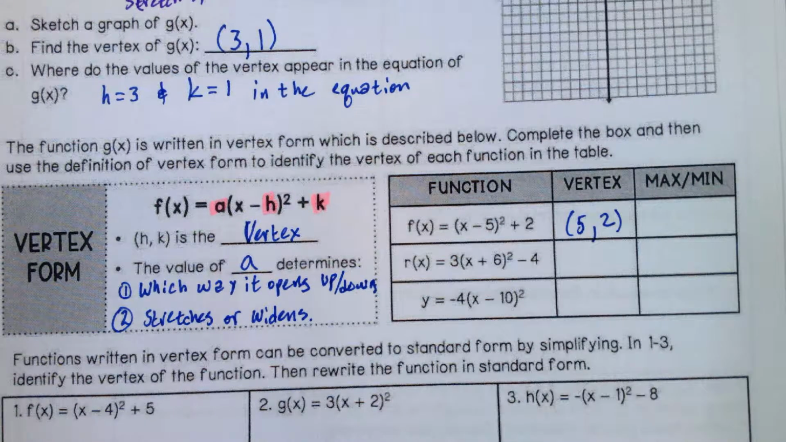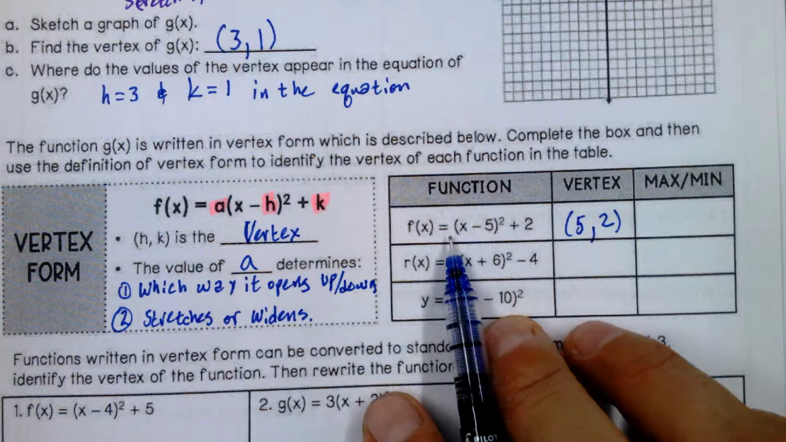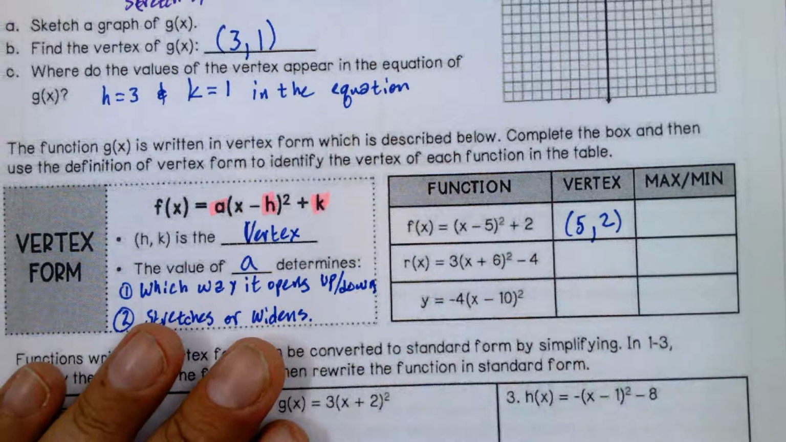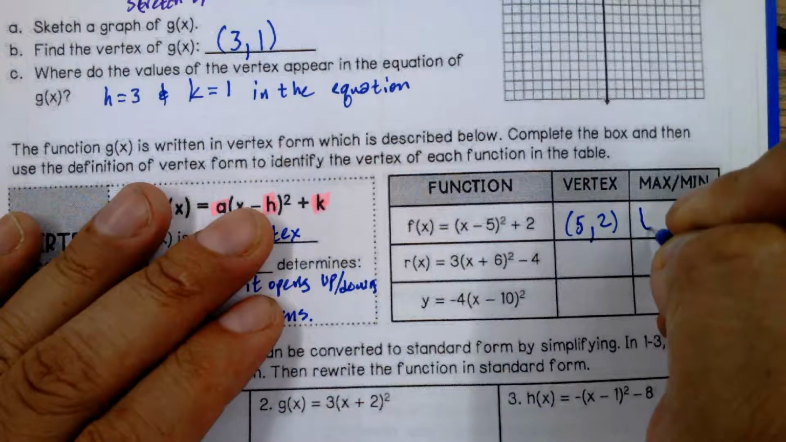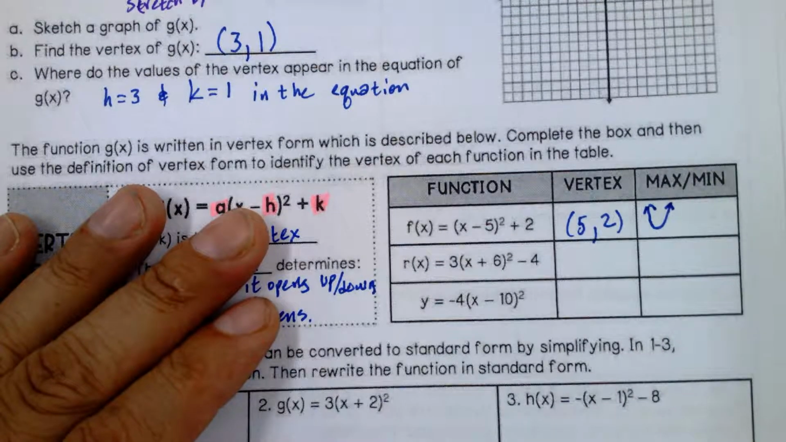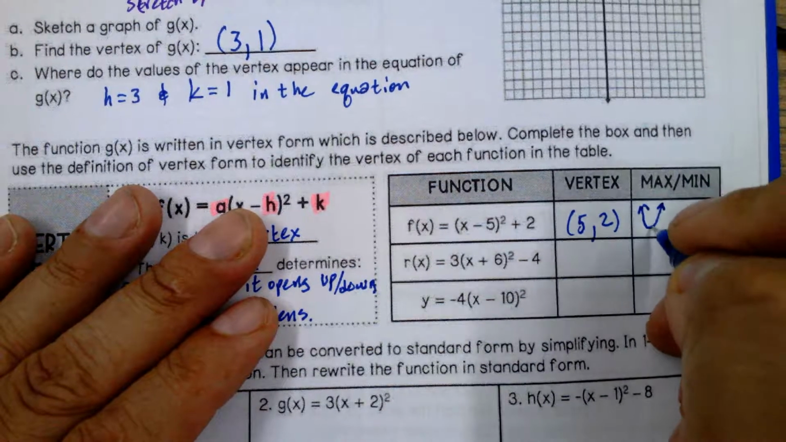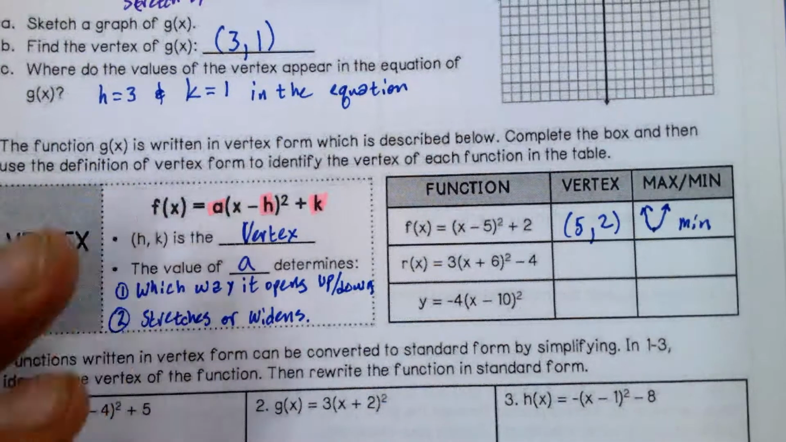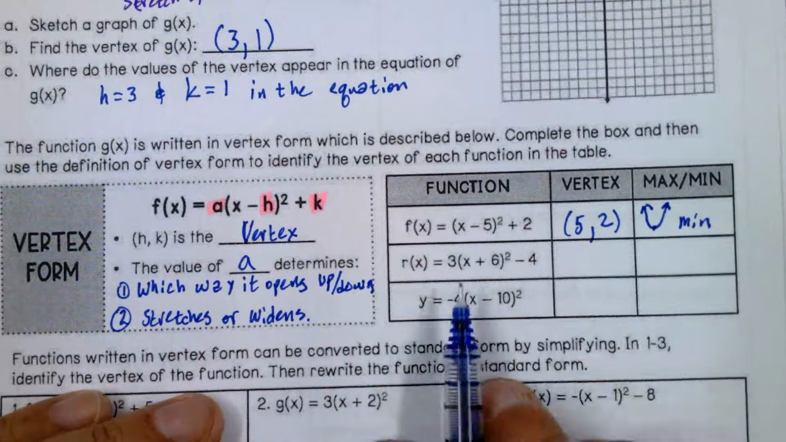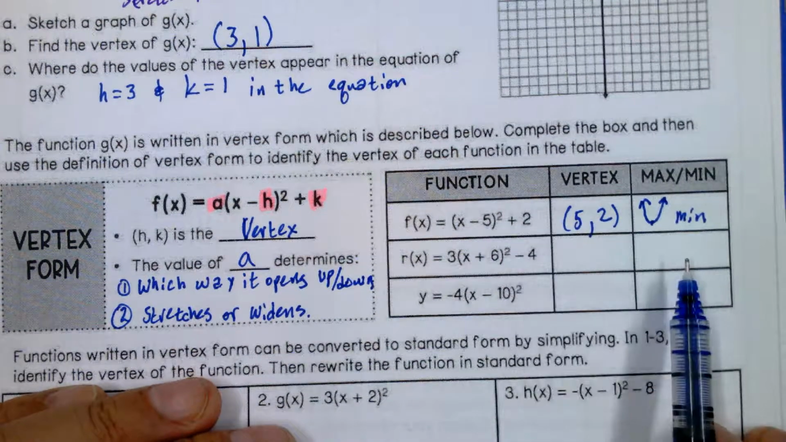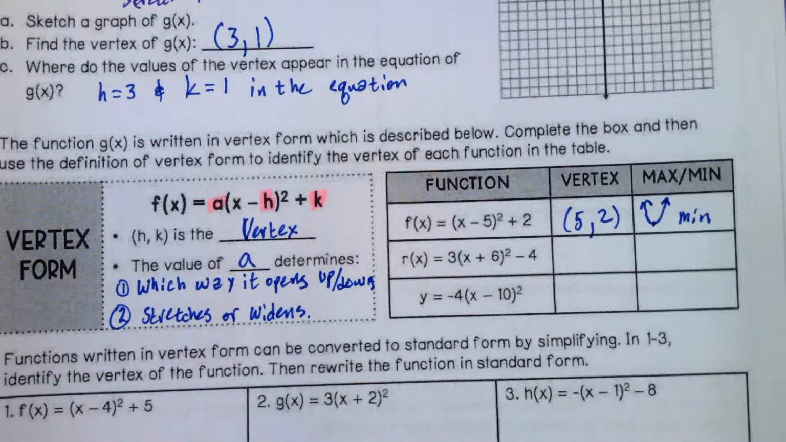Minimum or maximum. Here's where this comes in. Now, it's going to be a minimum. It's positive, right? So it's going to open up, like this. Because the a value is positive, it's going to open like that. That means the vertex is going to be the lowest point. It's the minimum. If it would open down, then it would be the maximum. So I want you to fill in the other 2. Find the vertex and min or max for the other 2. Give it a try.